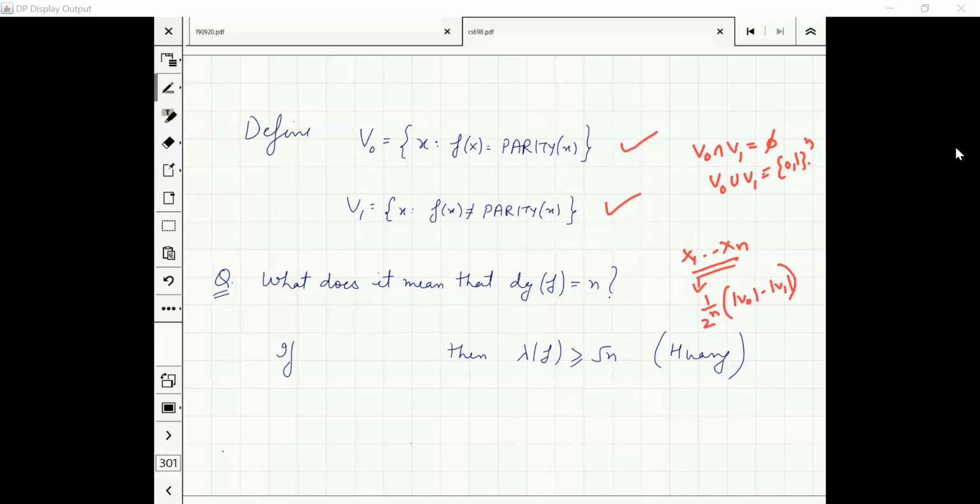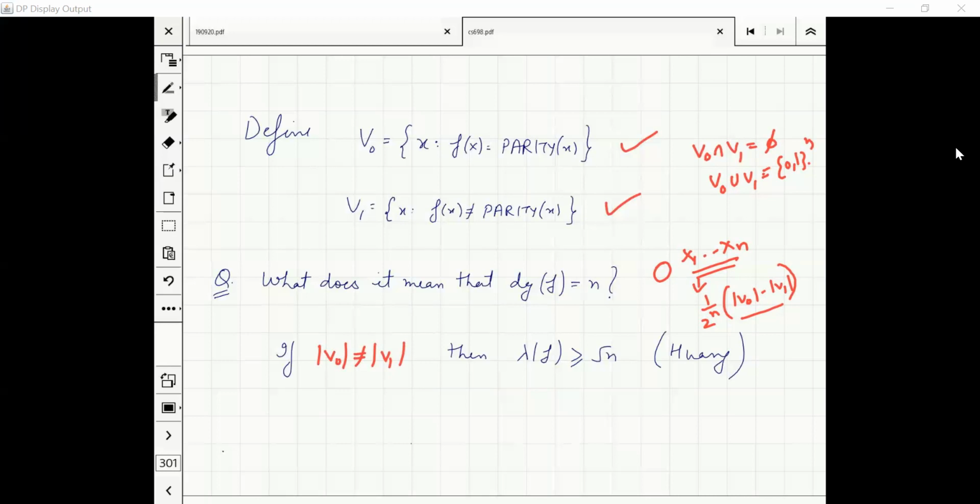So degree of f equal to n is the same as saying that the Fourier coefficient of x1 to xn is non-zero. And the Fourier coefficient of x1 to xn is just this quantity, 1 by 2 to the power n times V0 minus V1. So what we are saying is that if the sizes of these two sets are not equal, then lambda f is greater than or equal to root n. This is now our target.